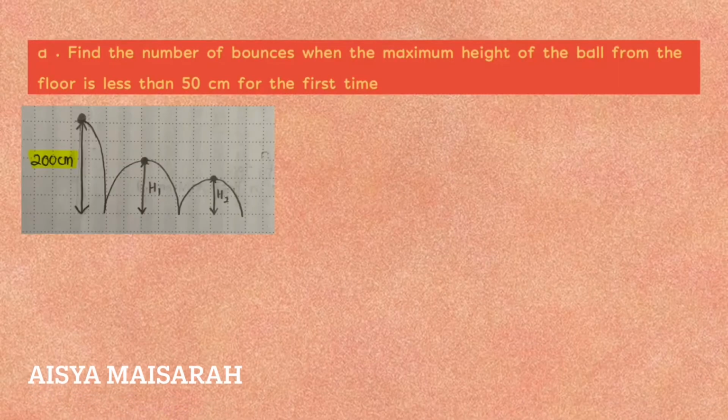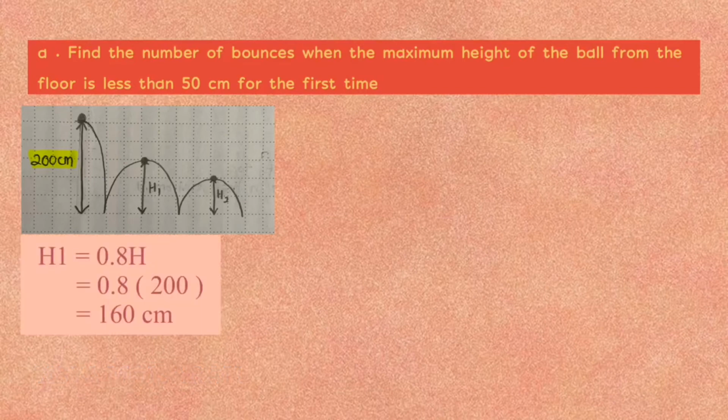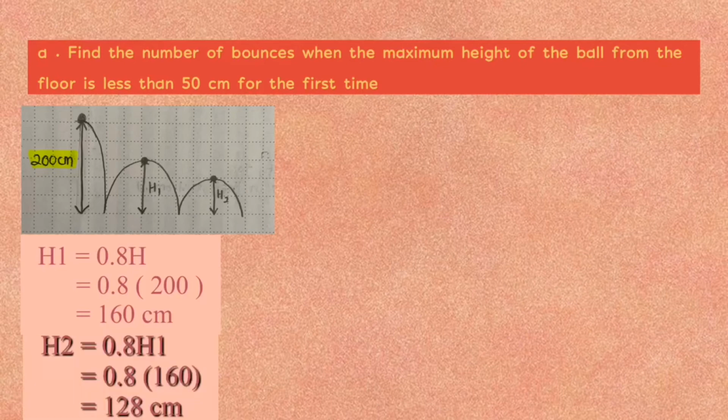For the first question, find the number of bounces when the maximum height of the ball from the floor is less than 50 cm for the first time. So for the first height, h1 equals 0.8 h. From the situation, we know h is 200, so 0.8 times 200 equals 160 cm. For the second height, h2 equals 0.8 times h1. h1 is equal to 160, so 0.8 times 160 equals 128.